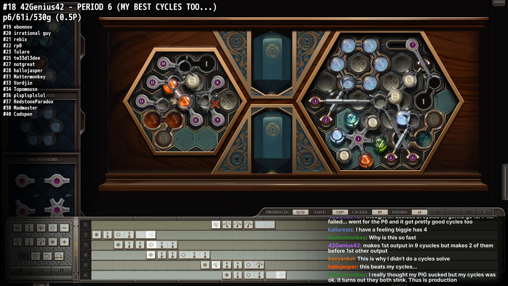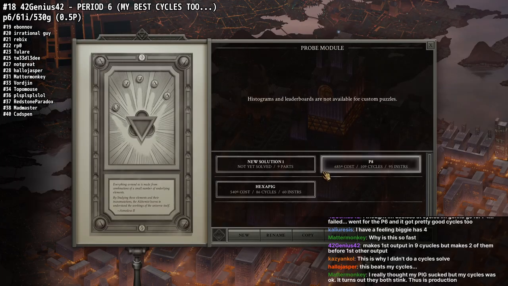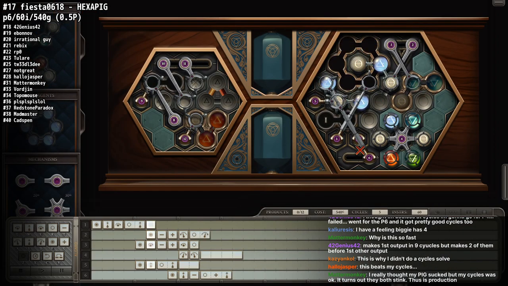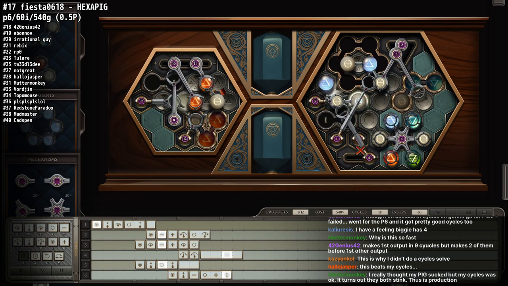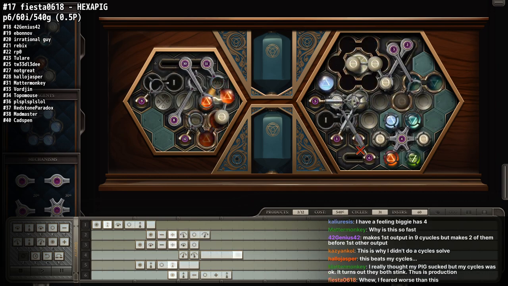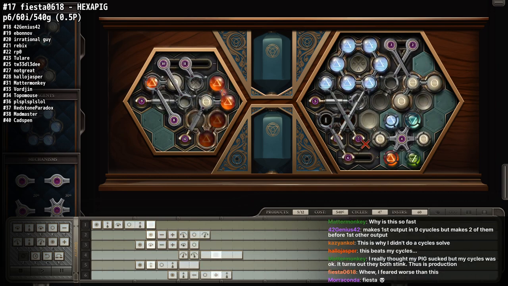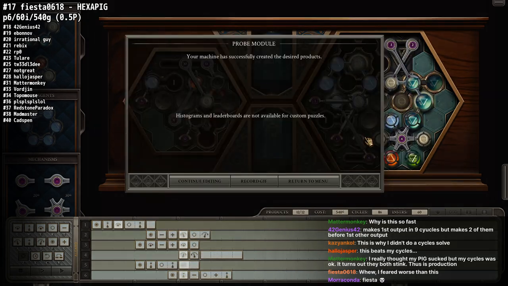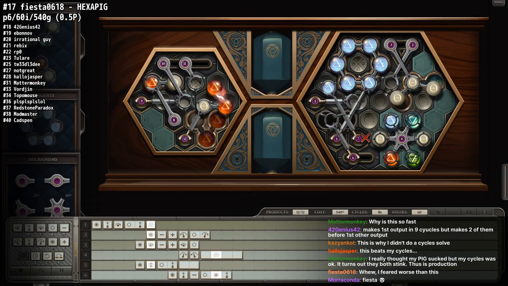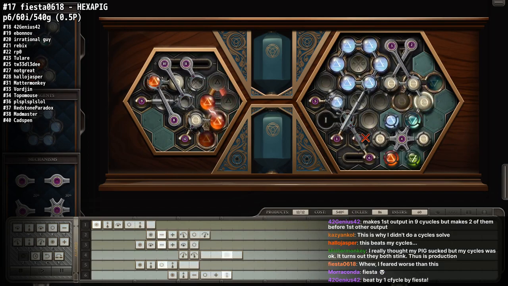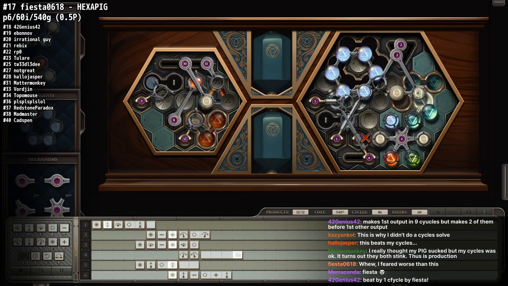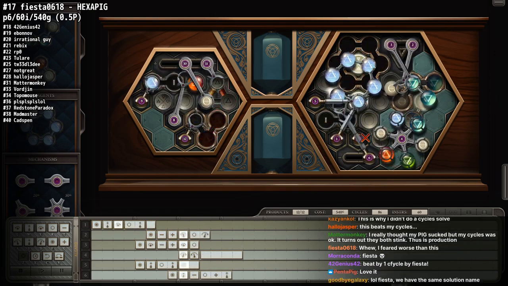Now we have another one eye drop. People are saying this beats their cycles. Hexapig. Yeah, these 1/2 P or 1/2 P6 solves are quite low in cycles for pig. How much is this? 86. Why are they getting faster as well? Because there are fewer arms, so less latency.